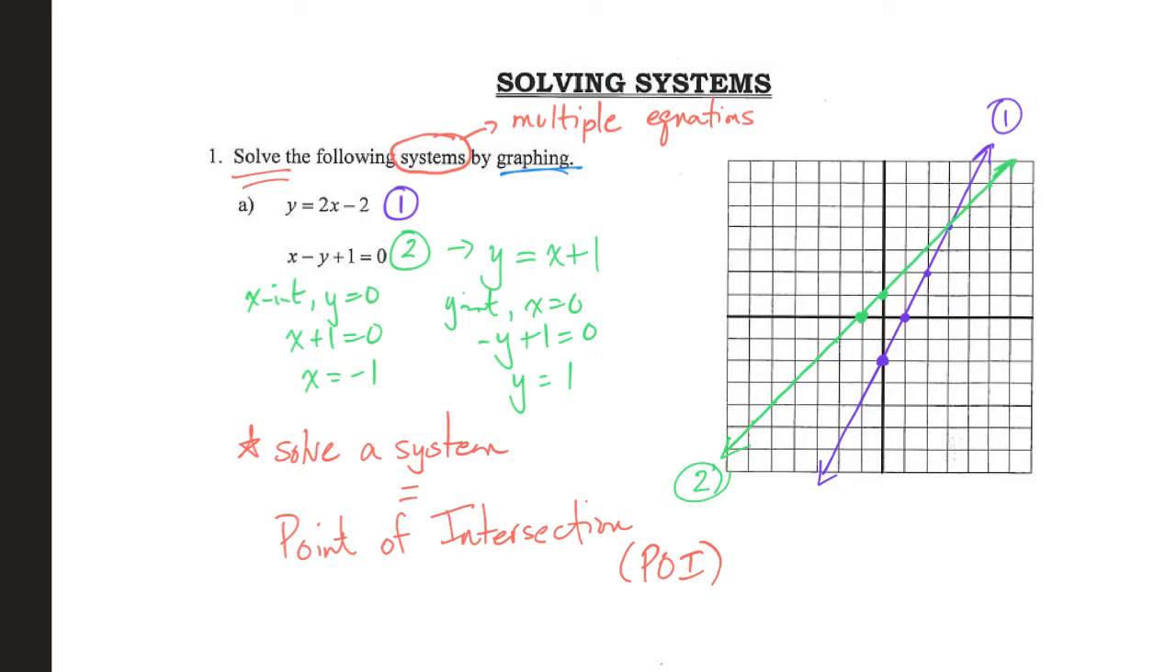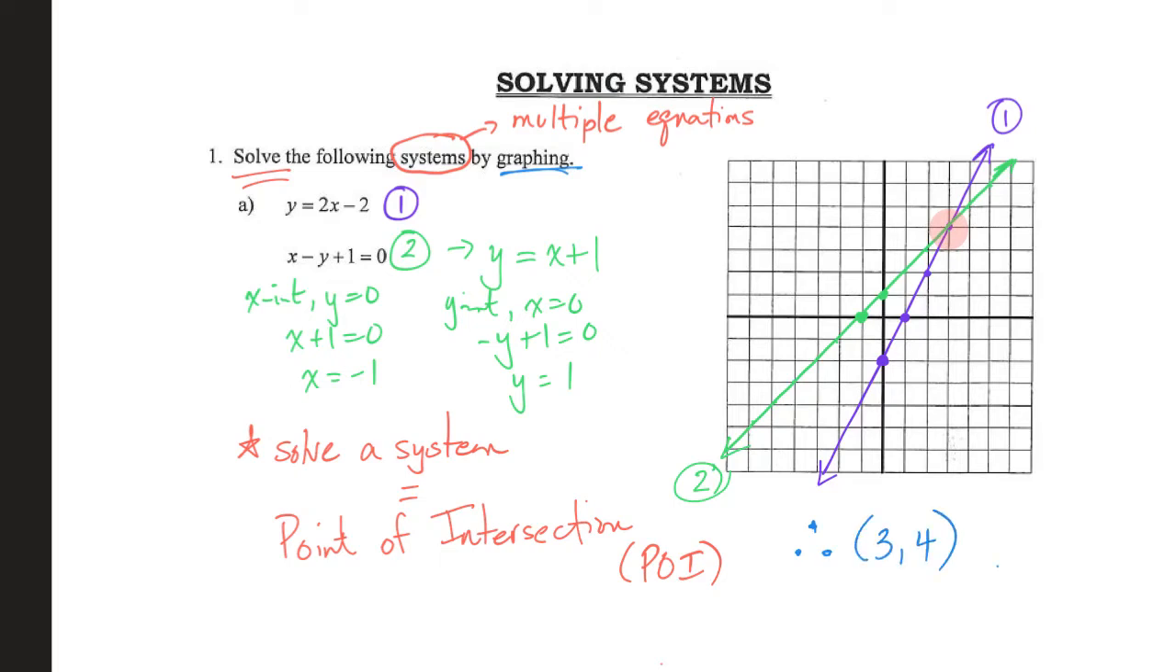So for us, we now have to look on our graph and locate the point of intersection. We should be good to locate that right there. There is where both of my lines cross, which means they both lie in that position. So how do you now actually solve? We just have to state our point of intersection. What are the coordinates at that point?